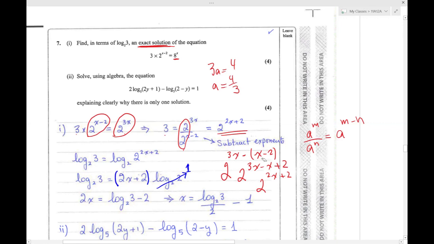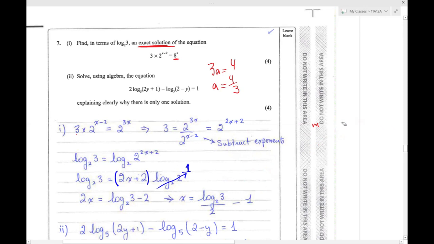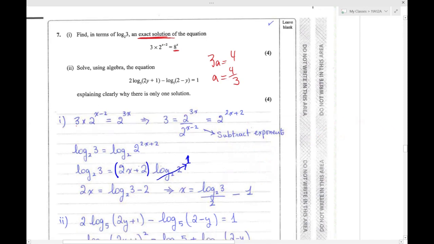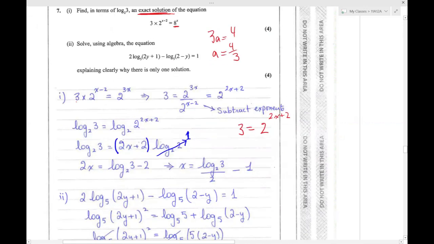We didn't solve for x, by the way. Until now, we didn't solve for x. So now my equation became 3 equals 2 to the x plus 2. In order to solve for x, you need to take the log, so that this will not be an exponent anymore. So you log both sides by log base 2, because this is what they want. They want you to find it in terms of log base 2 of 3. So you log both sides.